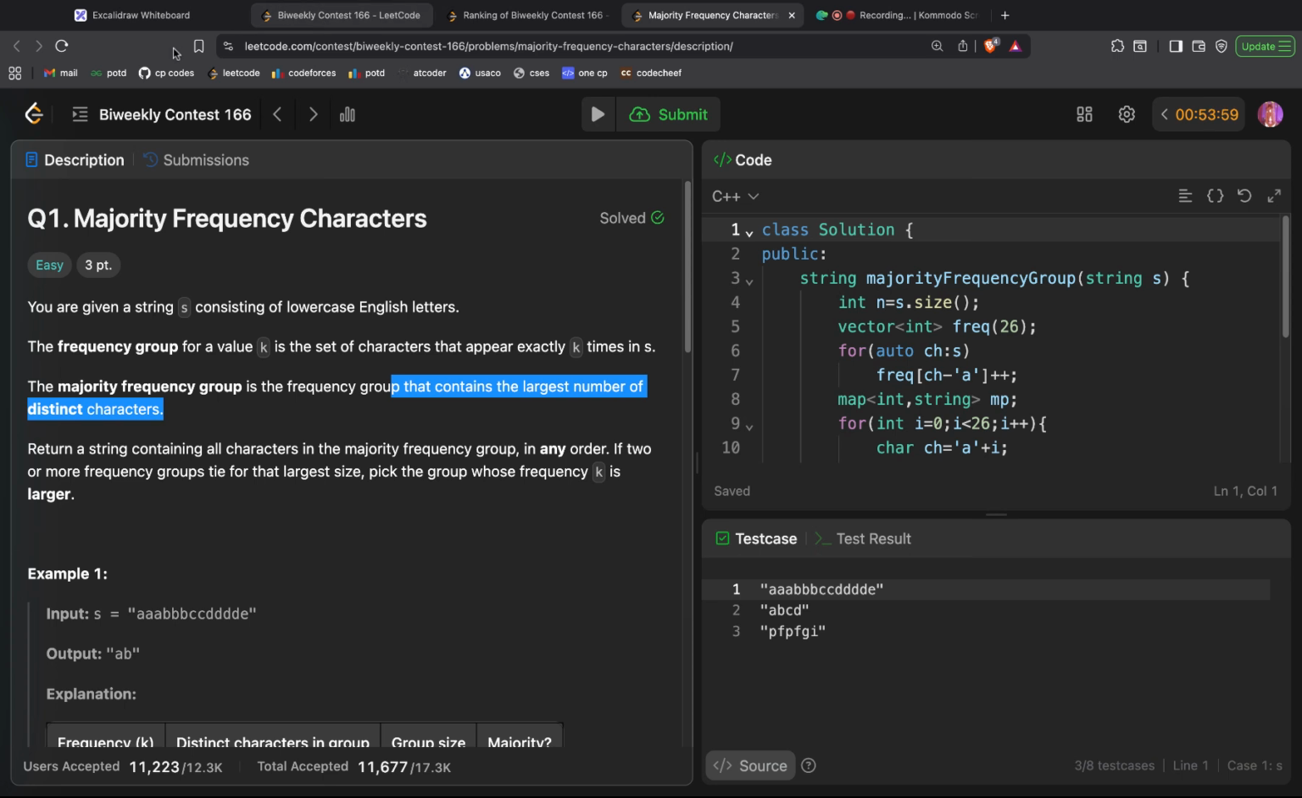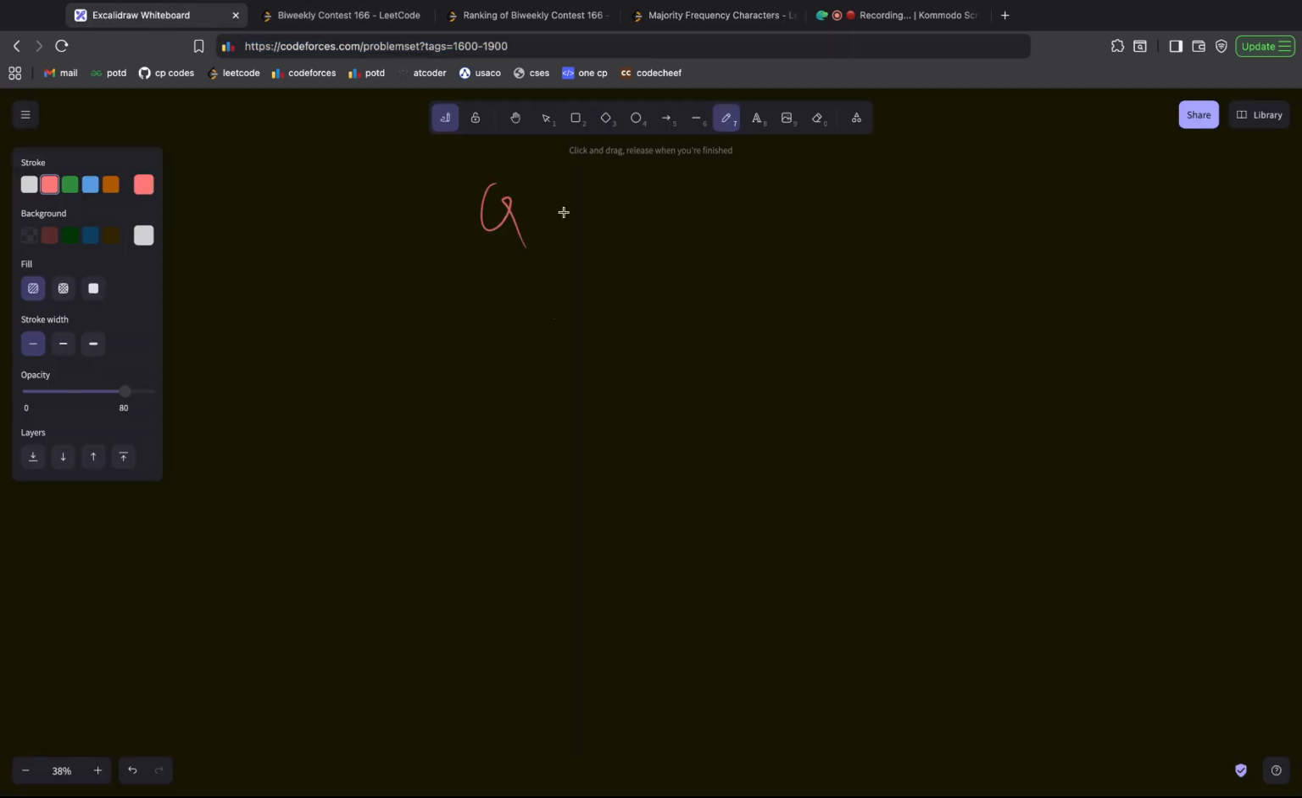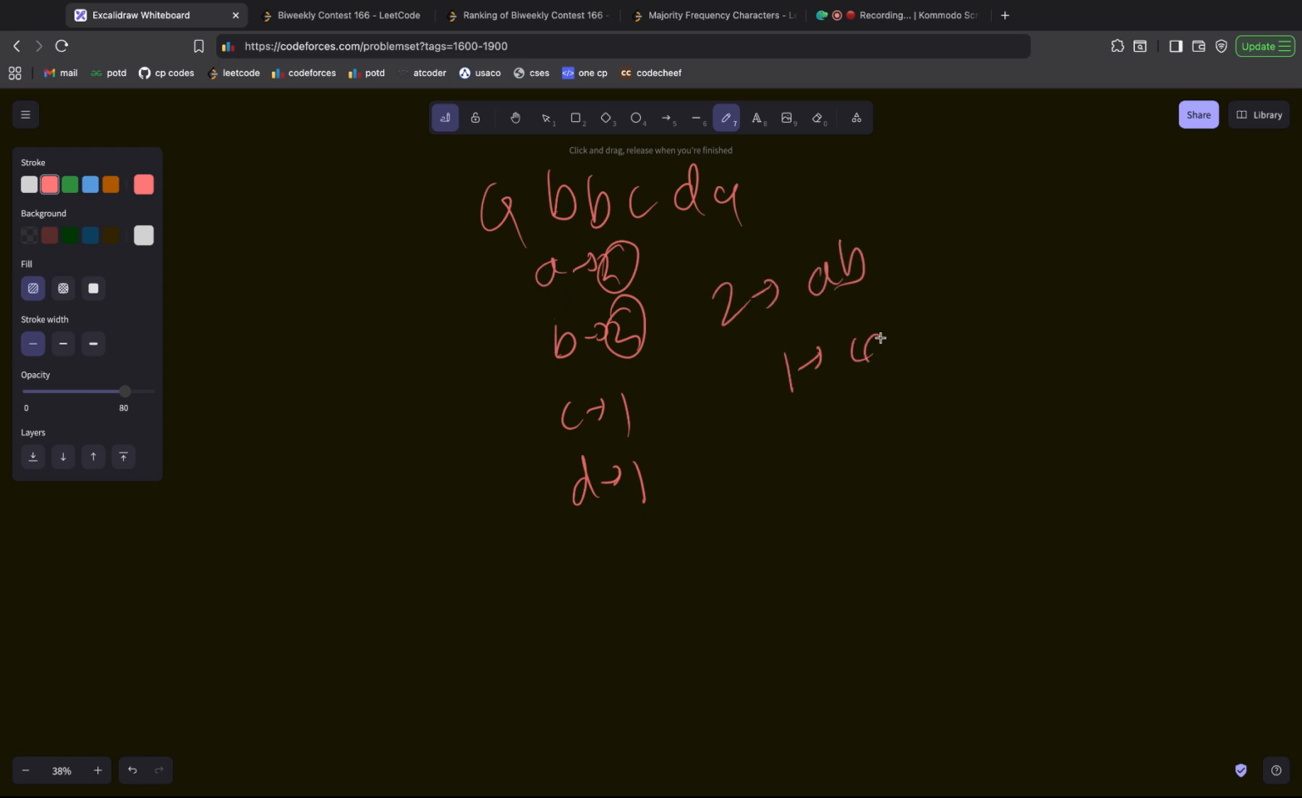So what this question basically says is, let's say I have a string A, B, B, C, D, A. So here A occurs two times, B occurs two times, C occurs one time, and D occurs one time. Now for 2, there are two elements that occur two times, that is A and B. One has C and D occurring one time. So this is the frequency group of 2, and this is the frequency group of 1. CD is the frequency group of 1, and AB is the frequency group of 2.